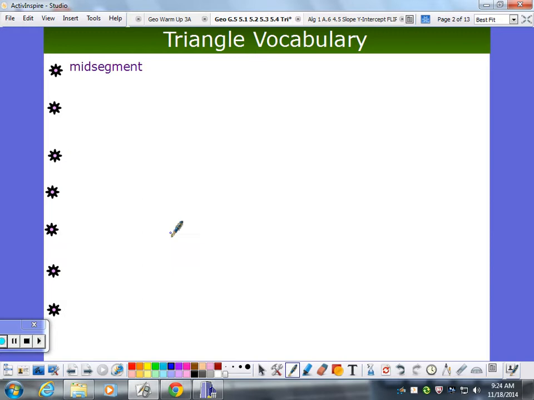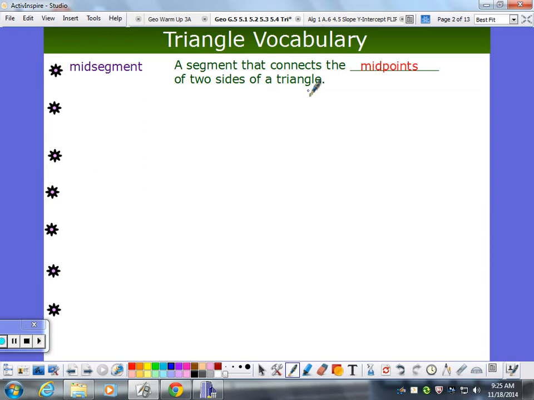Okay, so let's look at some vocabulary now. There's a lot in this one. It's not that it's so difficult or hard, there's just a lot of new words. A mid-segment, okay? So now we're on your notes. A mid-segment is a segment that connects the midpoints of two sides of a triangle. Do you know? The midpoints. Yeah, so that's what goes in that blank there.